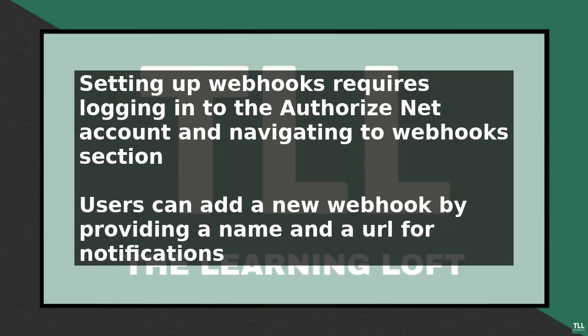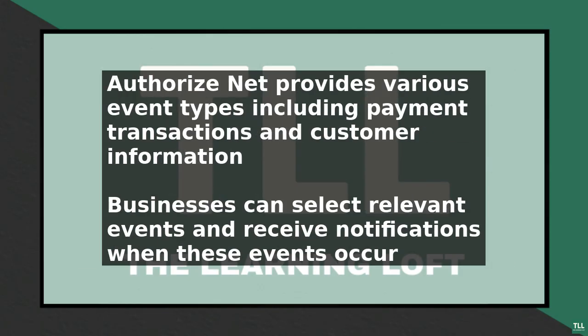Step 3. Handling webhook notifications. When an event occurs, Authorize Net will send a notification to the URL you provided. Your server will then need to handle this notification by processing the event data and taking any necessary actions. This may include updating your database or sending a confirmation email to your customer.